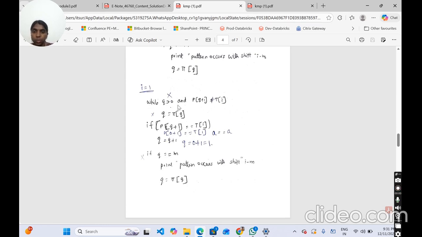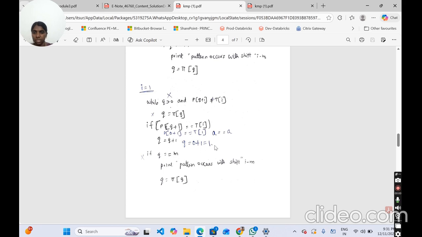So here q greater than 0: initially q is 0, so this fails and won't execute. If p of 0 plus 1 equals t of 1, our pattern's first letter is A and our given text also has A, both are matching, so q will be incremented by 1. Q is not equal to m, so we have not yet matched the full pattern.